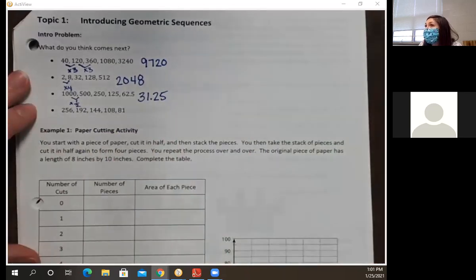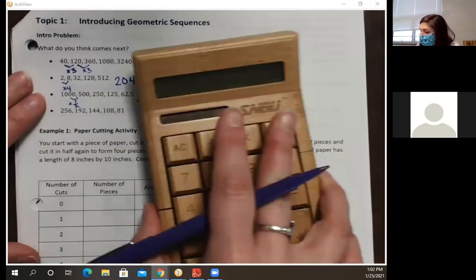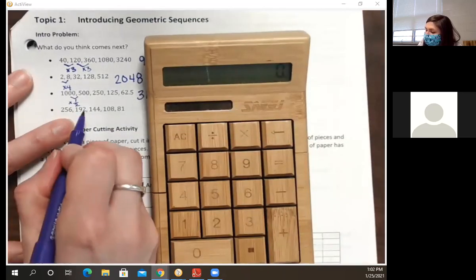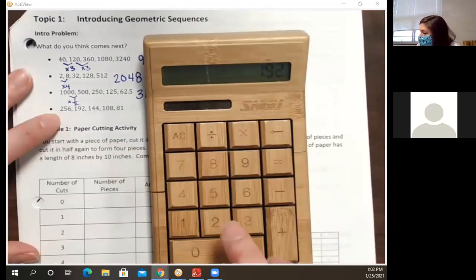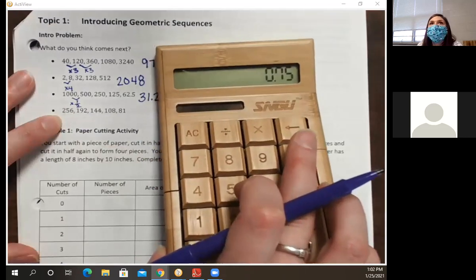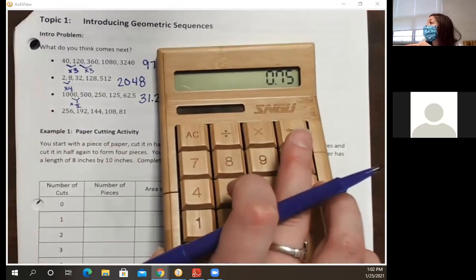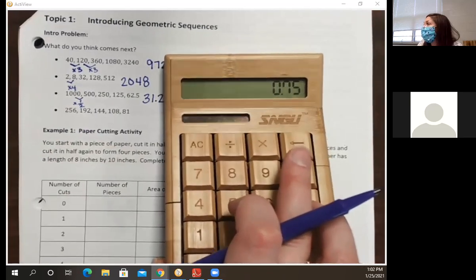Here's another way that you could get that number. What do I multiply by? If it's ever unclear, take your calculator, take that second term, and divide by the first term. So you said it looks like it's reducing by a quarter each time? Yep, we're multiplying by 0.75 or 3/4.